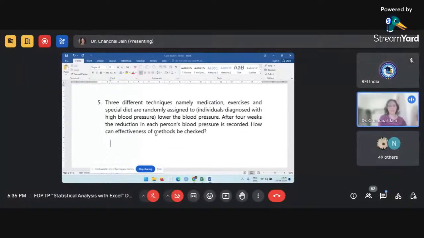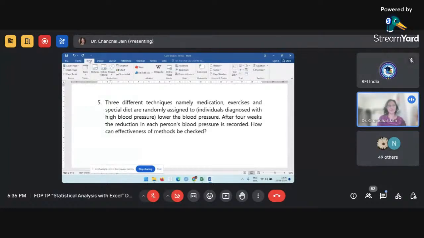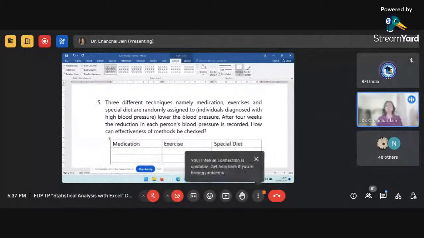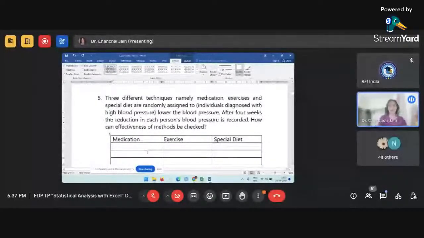So in that case, I can say this thing. Suppose three techniques. I'll take a table here that will be easier for me to tell you. Suppose I have a technique medication. I have a technique as exercise. I have a technique as the special diet, right? So if suppose I want to see the improvement, either I can go for one way ANOVA. I can record the blood pressure levels after 4 weeks of all the patients allocated to the medication, exercises or special diet, right? So that way I can compare using one way ANOVA which method is the best, which method is more effective.